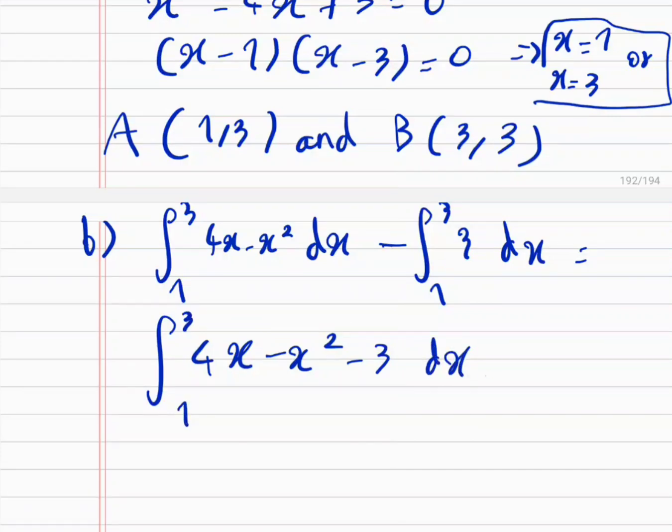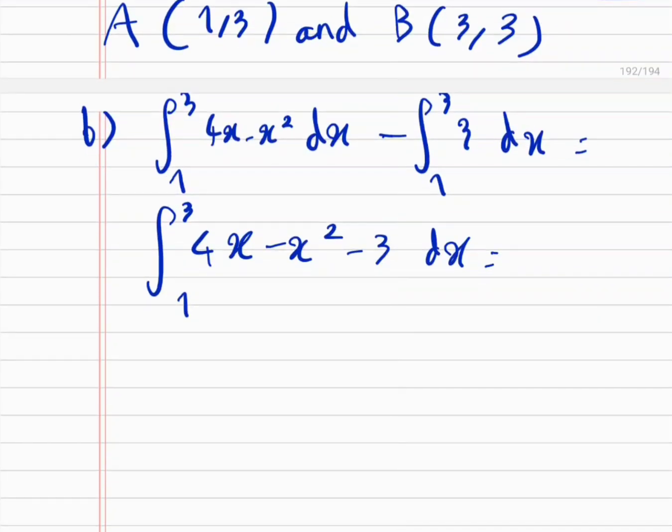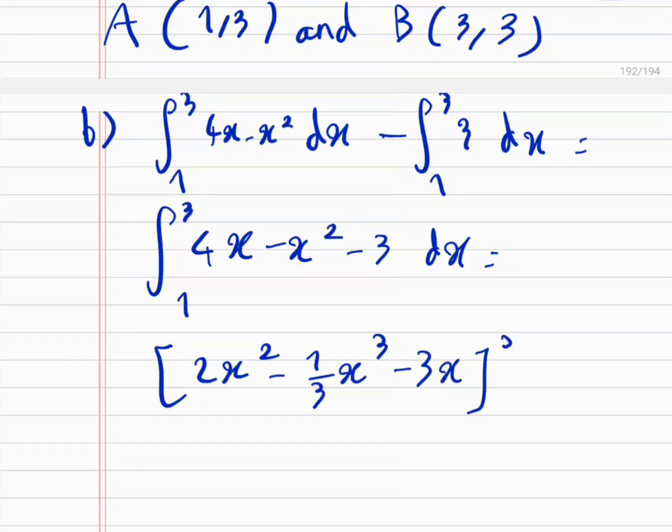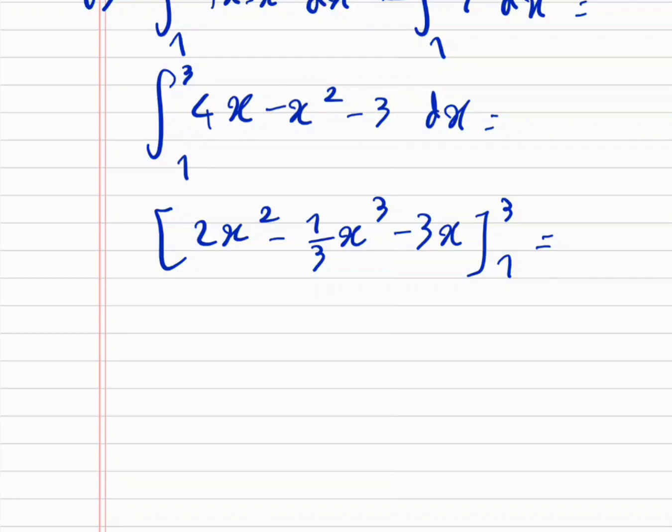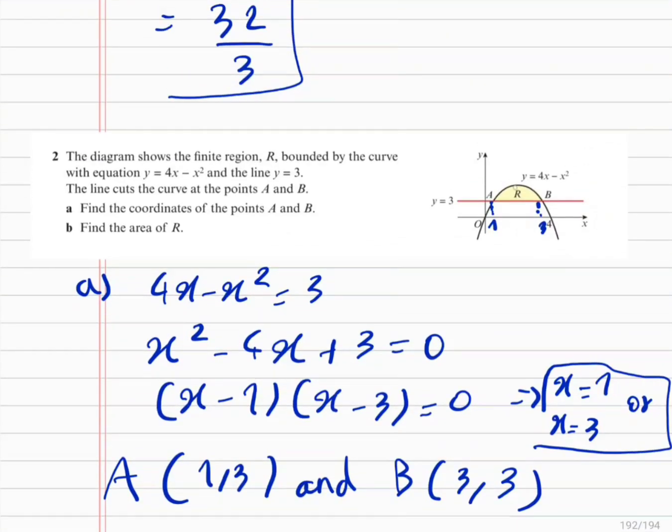Now we just need to solve this integral. 4x integrates to 2x squared, and then minus x squared becomes minus 1/3 x cubed, and then we have minus 3x, integrated between 3 and 1. Now we just substitute 3 and then take away 1 substituted, and the final answer is 4/3. So 4/3 is the area of the yellow region.